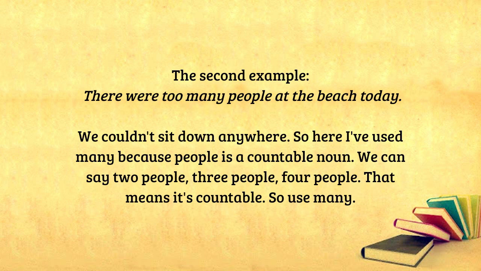The second example, there were too many people at the beach today. We couldn't sit down anywhere. So here I've used many because people is a countable noun. We can say 2 people, 3 people, 4 people. That means it's countable. So use many.